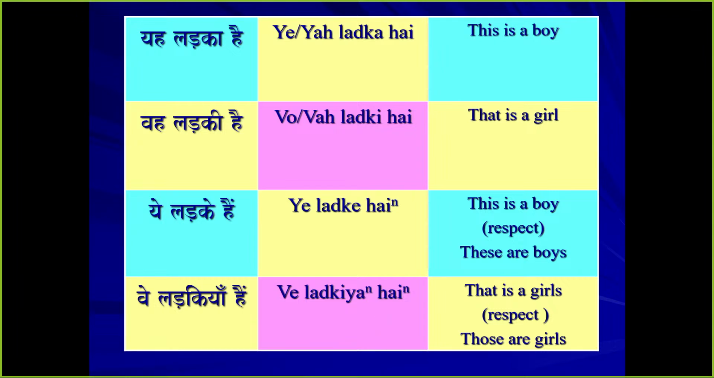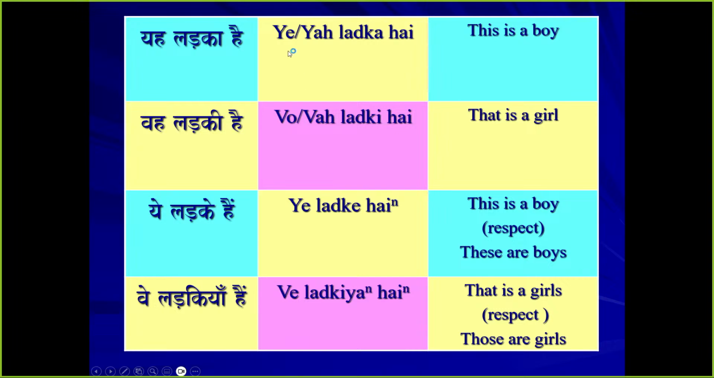Okay, now Anisha, you read. This time we are going to say this is a boy, that is a girl. Can you read the middle column? ये लड़का है, वो लड़की है, ये लड़के हैं, वे लड़कियां हैं. Very good.